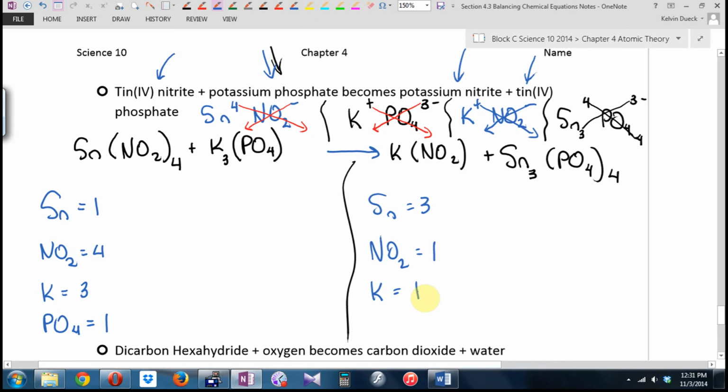Oh, and the last thing is PO4s. Is it 16 or is it 4? How many PO4s are there? 4.